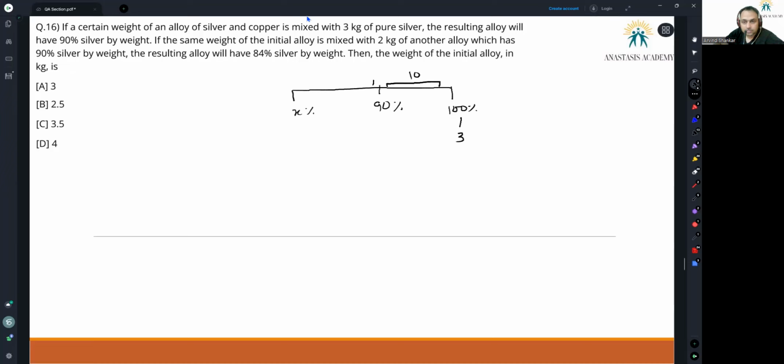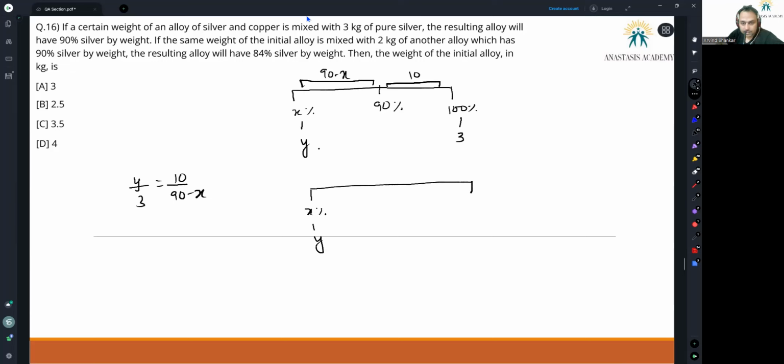This is 10. This is 90 minus X, and this is Y. So I get Y by 3 is equal to 10 by 90 minus X. Okay. If the same weight of initial alloy is mixed with 2 kg of another alloy, which was 90% silver by weight.